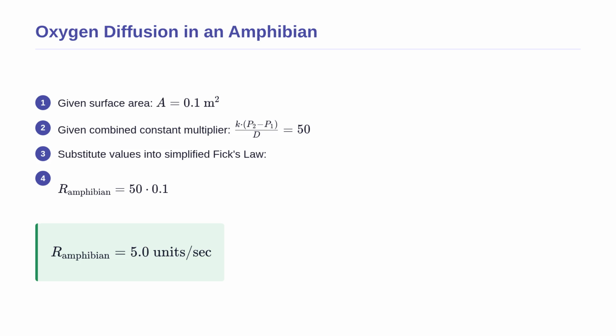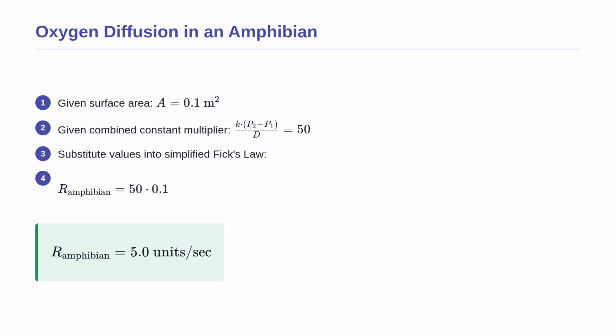Before we move on, let us see this formula in action with a concrete biological example. Imagine we are looking at a primitive amphibian that breathes mostly through its flat skin. We want to calculate its oxygen diffusion rate. We are given that its simple skin surface area is 0.1 square meters. To keep the math clean, we will assume the diffusion constant, pressure difference, and membrane thickness all combine to form a constant multiplier of 50.